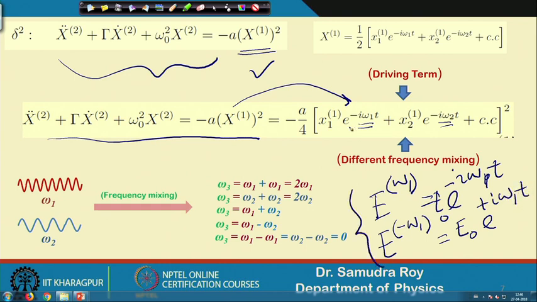So, when I write this, it essentially means this is the omega 1 component, this is the omega 2 component, and complex conjugates are minus omega 1 and minus omega 2 components, but please do not confuse this with the minus sign. With this minus sign, I write this as an omega component, and when I write this as a plus, this sign will automatically be minus.